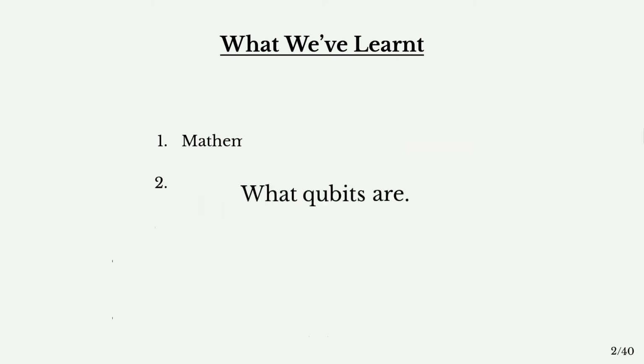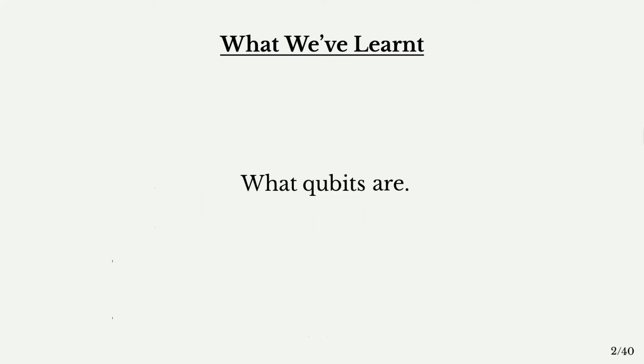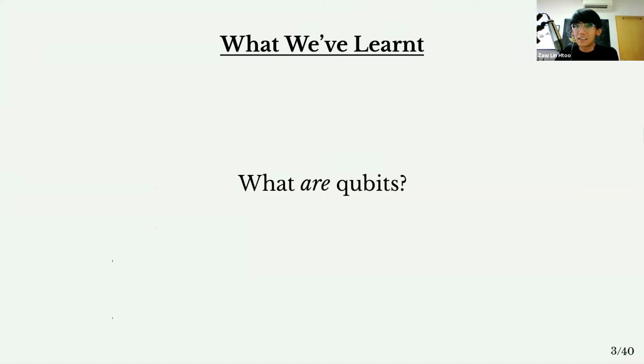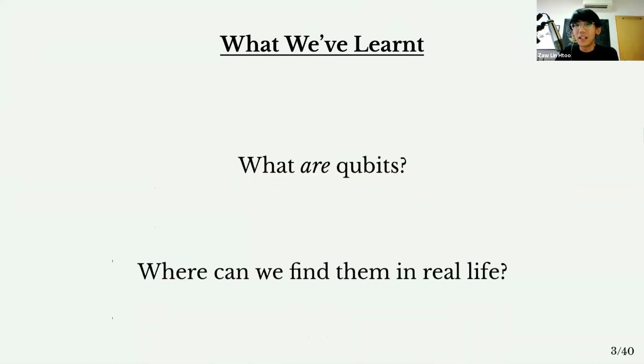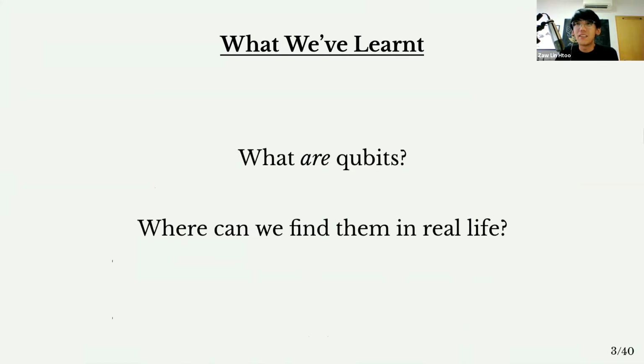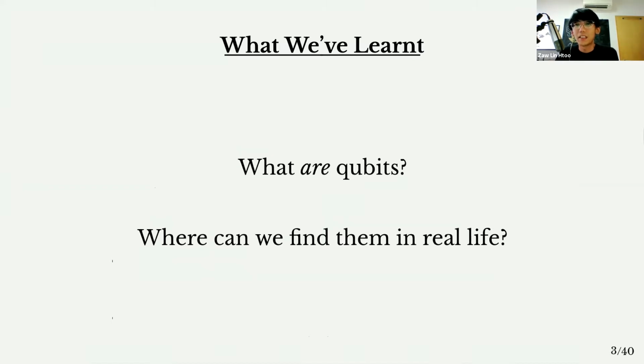In the lecture that just passed, we have learned what qubits are. But I know some of you were asking, what actually are qubits? Where can we actually find them in real life? I think this was lampshaded a bit with some examples previously and in yesterday's talks. But what we're going to go through is a very specific type of qubit.